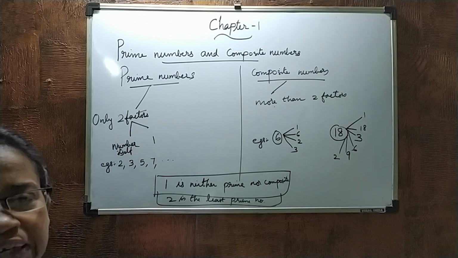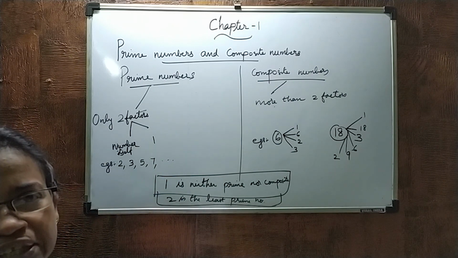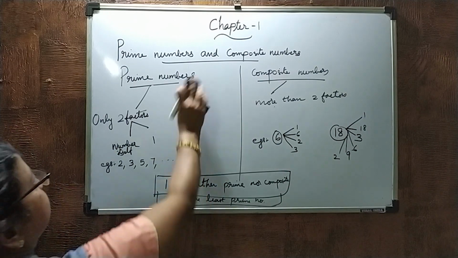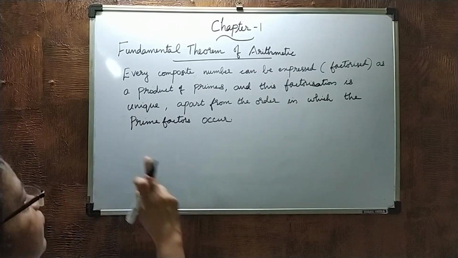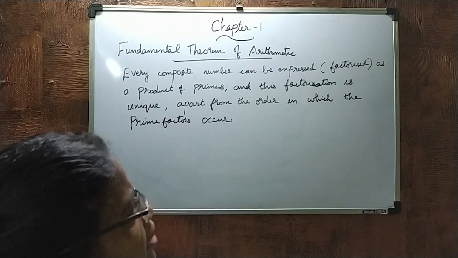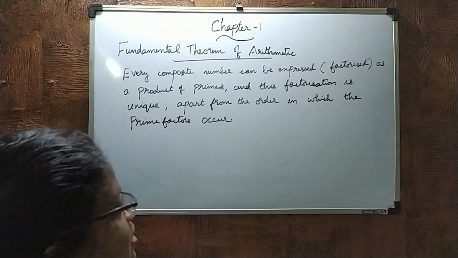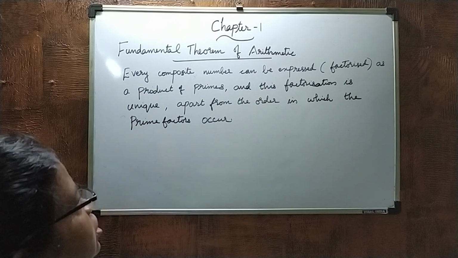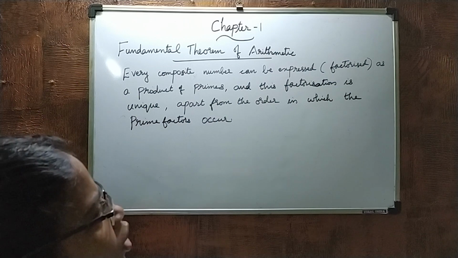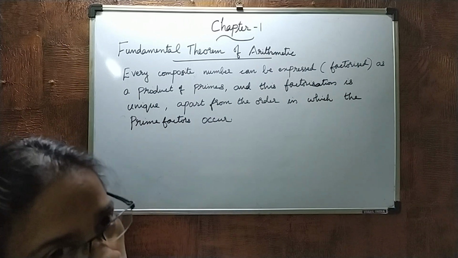Now, we will start the 10th standard portion, the Fundamental Theorem of Arithmetic. The Fundamental Theorem of Arithmetic says that every composite number can be expressed or factorized as a product of primes, and this factorization is unique apart from the order in which the prime factors occur.